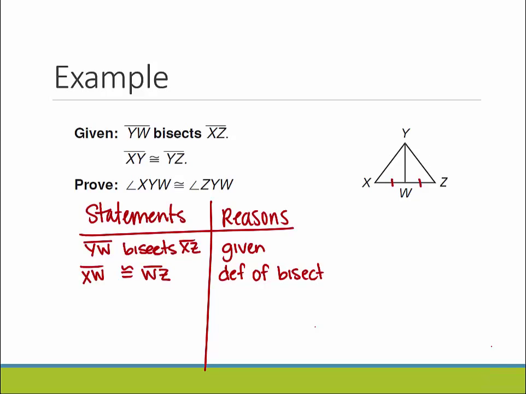And then the next thing they tell us is that XY is congruent to YZ. So in our picture, XY and YZ. So it's looking here like they're just giving us enough information to find some sides. So remember, in order to do that, we need all three sides to be congruent. So they happen to have an overlapper right here. So we can say that YW is congruent to YW because of the reflexive property.